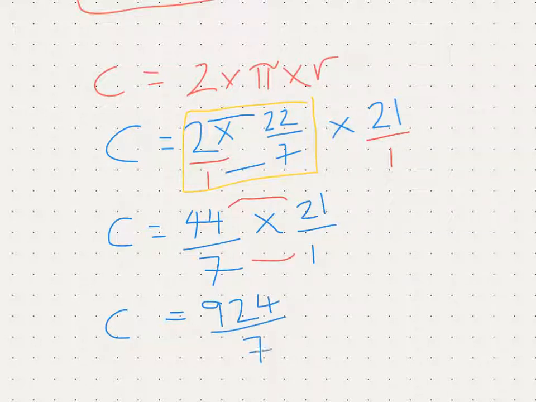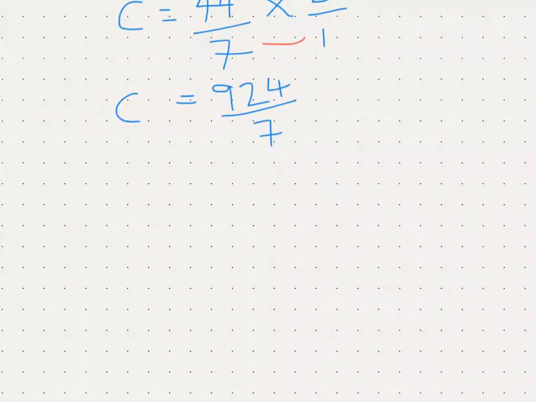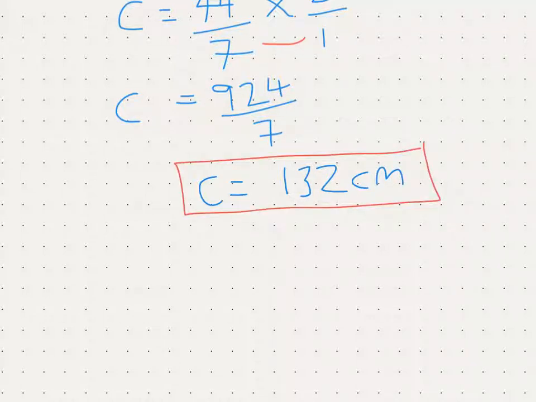Now let's see if Google can get it right this time. Okay, Google, what is 924 divided by 7? The answer is 132. 132 centimetres is the unit. Now again, it's not centimetres squared because this is a length, not area.